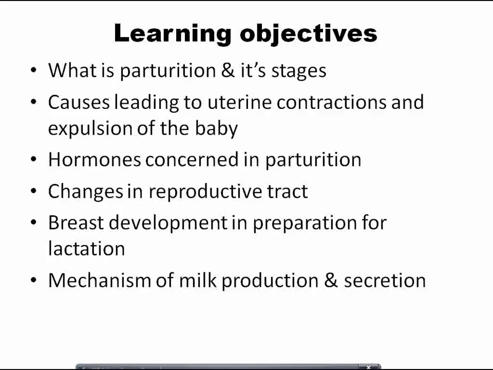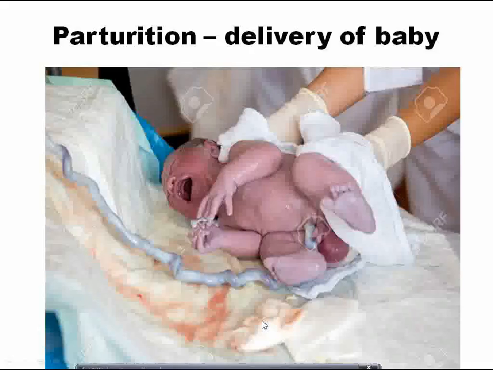Now, after this session, you will be able to know about what is parturition and its stages, causes leading to the uterine contractions and expulsion of the baby. So long as the uterus was quiet, what leads to its contraction, and in this the hormones are the main concern, and what are the changes in the reproductive tract. And in lactation we must know about the breast development and preparation for lactation and the mechanism of milk production and secretion. The aim of parturition is to deliver a healthy, mature baby.